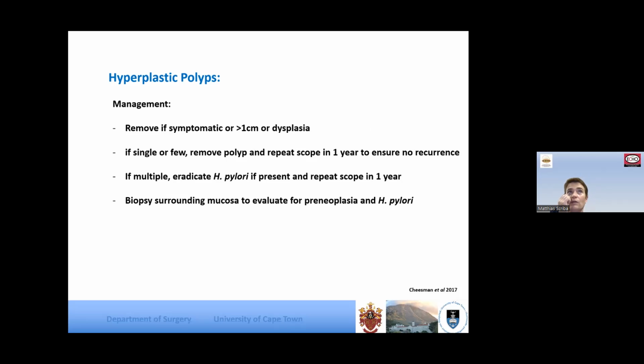So management-wise, if they are symptomatic, as our first picture was, or if they are more than 10 millimeters, or you've had a previous biopsy suggesting dysplasia, well, obviously you need to remove it. If they are single or few, take them out, and your surveillance should be within a year to ensure no recurrence. If they are multiple, please do eradicate H. pylori if present, and again, come back in a year. And then as we said just now on the last slide, please do evaluate for pre-neoplasia in the surrounding tissues.